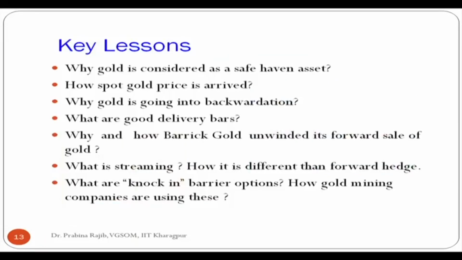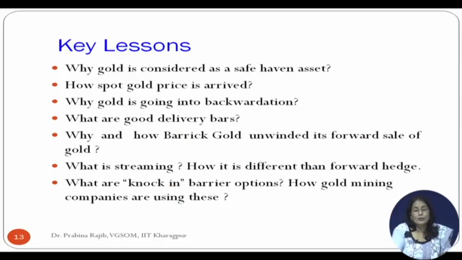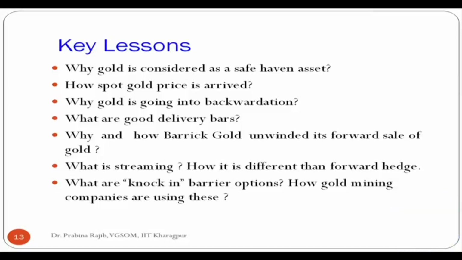Just to summarize, what are the key lessons? Let me quickly go through. Why gold is considered a safe haven asset, how gold spot prices are arrived at, why gold goes into backwardation, because as we understand gold should always be in contango, what are good delivery bars, why and how Barrick Gold unwound its forward sale of gold, what is trimming and how it is different from a forward hedge, and what are knock-in barrier options and how gold mining companies are using them.